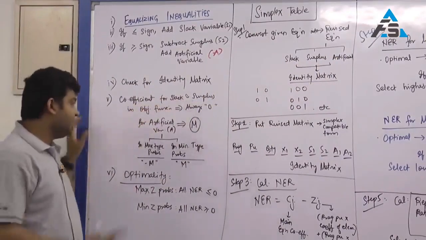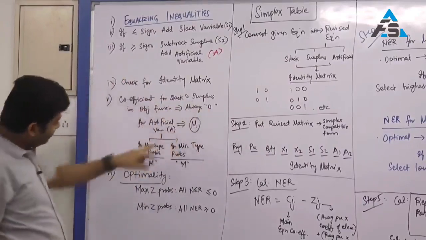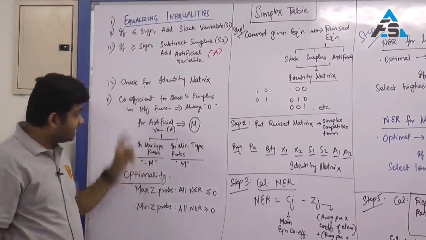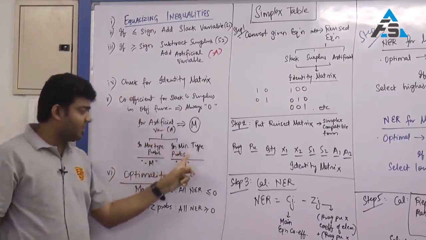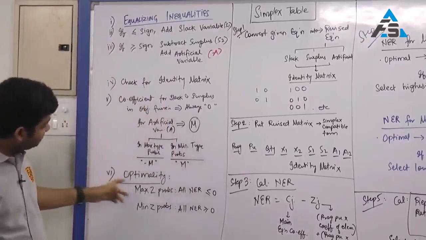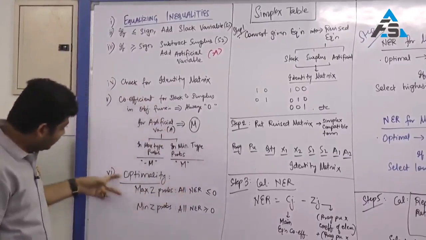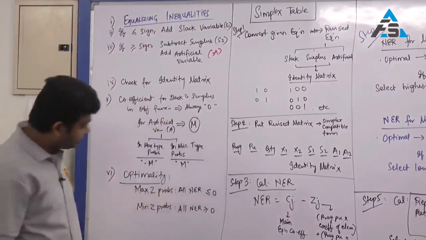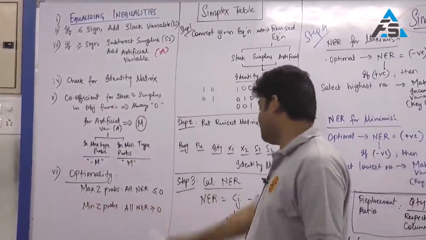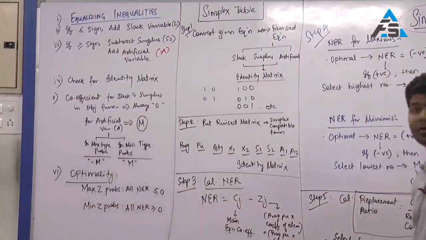Coefficient for slack and surplus in the objective function will always be represented by 0, whereas for artificial variable it will be represented as m. If there is a maximization type problem, then it will be minus m, again in the objective function. If it is a minimum type problem, then it will be positive m. Optimality is reached when in max type problems, all NER is less than or equal to 0. Optimality is reached when in minimization type problems, all NER is greater than or equal to 0. So in max type problems, NER should be less than or equal to 0. In min type problems, NER should be greater than or equal to 0.